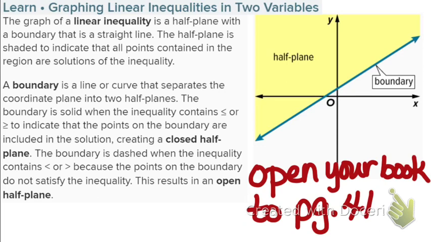In your books, page 41 is where we're going to be today. And we're going to talk about basically the same thing that we did yesterday. We're still going to be graphing lines. But now these lines are going to be my boundaries between two half planes. A plane is just a flat space. And we're going to be using these lines to draw a boundary so that we're cutting one side from the other. And we're going to shade one side. We're going to be working with inequalities.